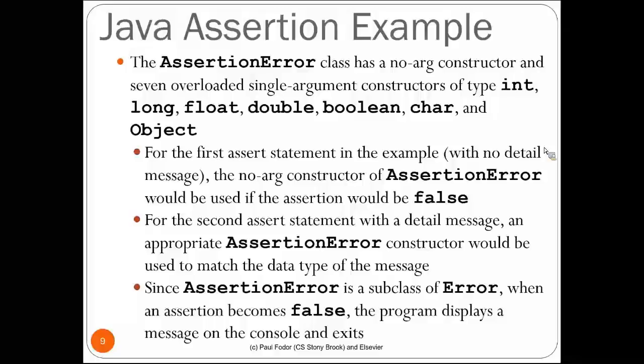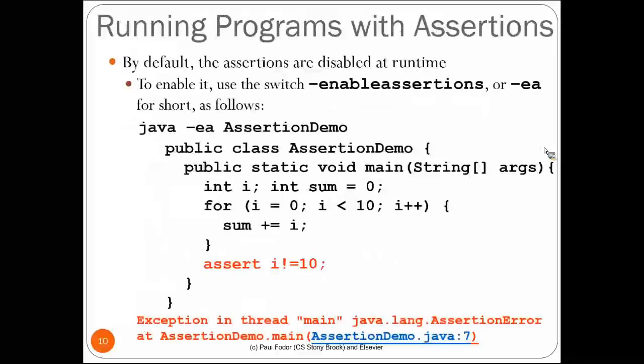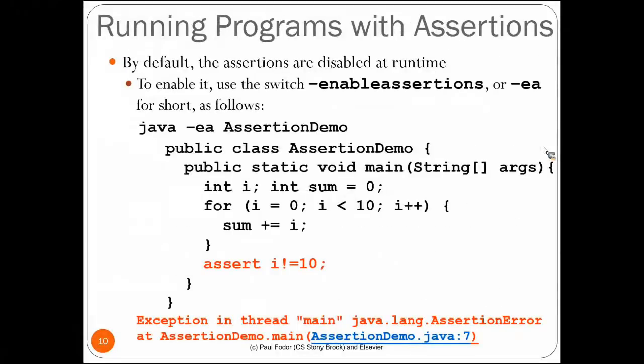Since the assertion error is a subclass of error, when an assertion becomes false, the program will display that message and it will exit. By default, all assertions are actually disabled at runtime. So in order to enable these assertions, we have to run the virtual machine with enable assertions, or EA for short.